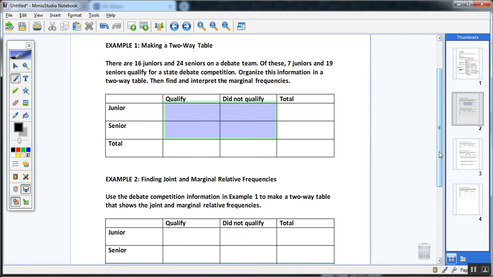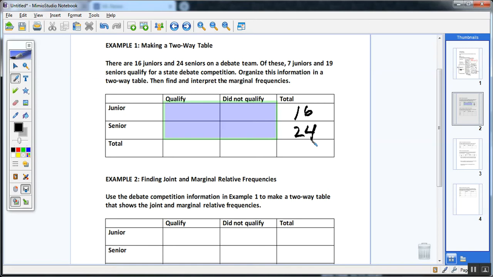Okay, so the marginal frequencies, we'll talk about what that means here, but kids, let's just talk about this, okay? How many total juniors are there? 16. Okay, so in the junior right here, what could I put over here for the total number of juniors? 16. So where can I put that 24 then? Below 16. Right? Okay, so my 24 would go right there. All right, we all agree where I've got the junior and senior total in the right spots?